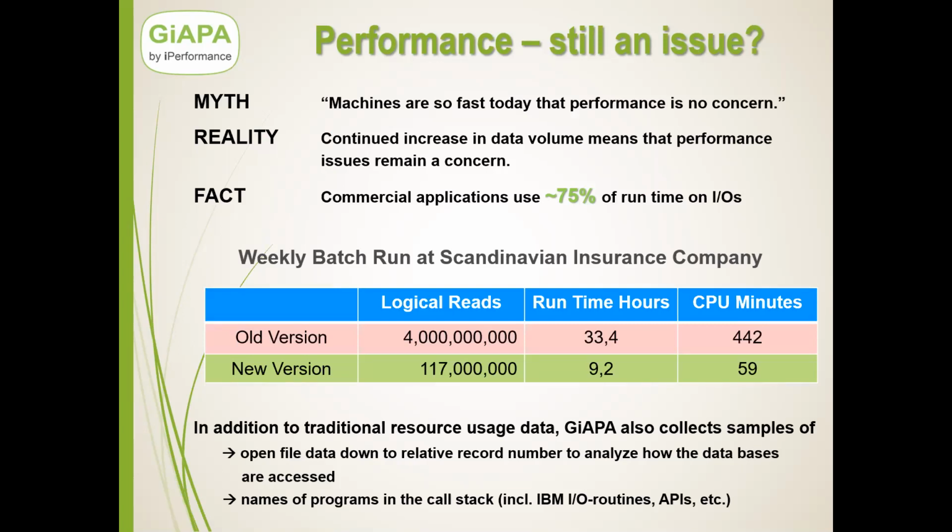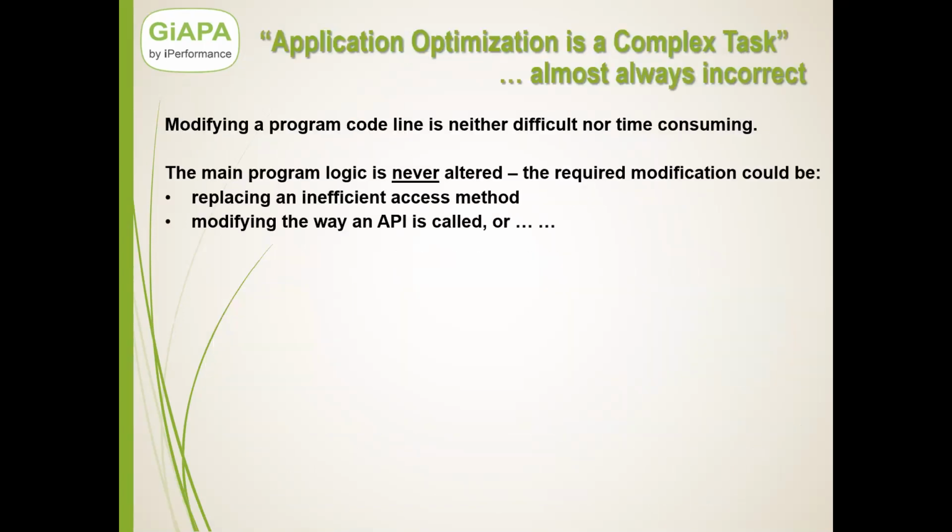To our knowledge, GiAPA is the only tool also collecting information about which individual records are being accessed. Pairing this with the general object description data for the files and the IBM I/O access methods used seems to give GiAPA a major competitive edge when it comes to pinpointing optimization potential.